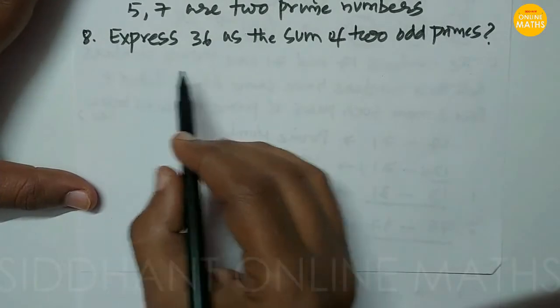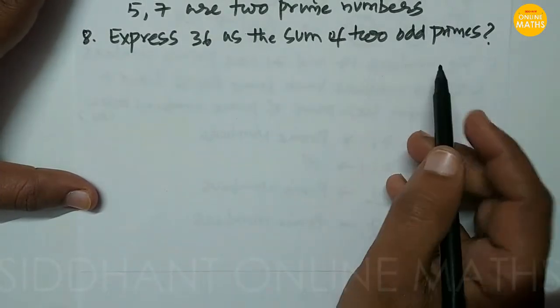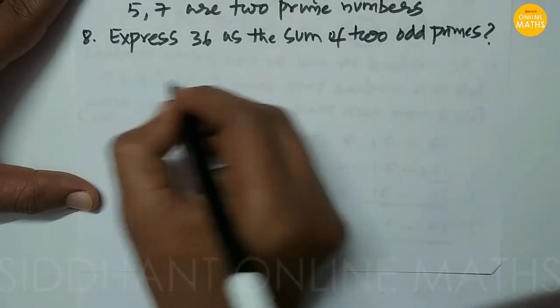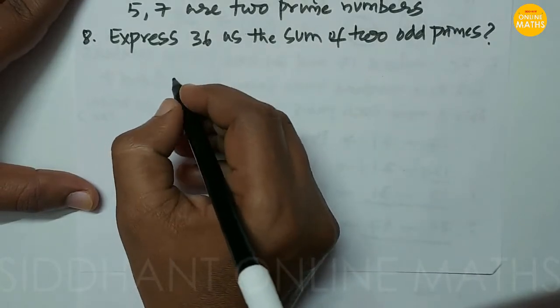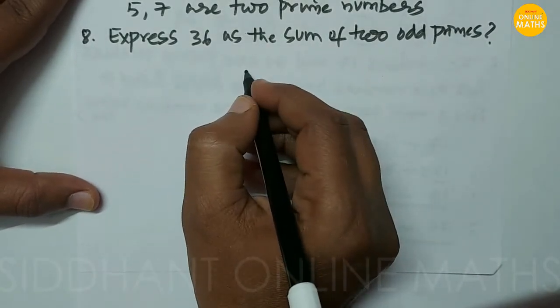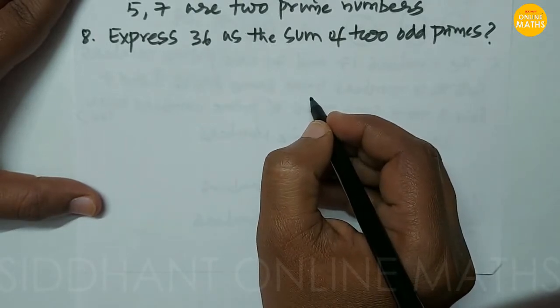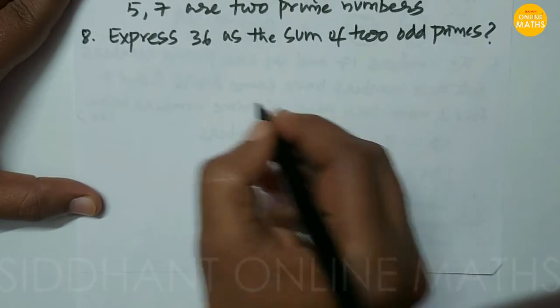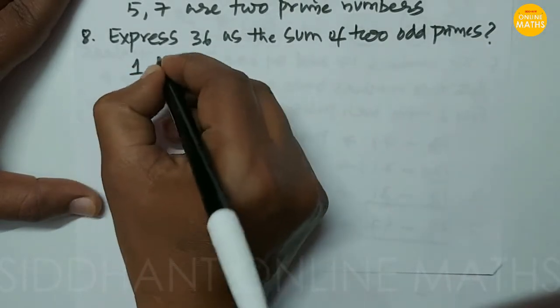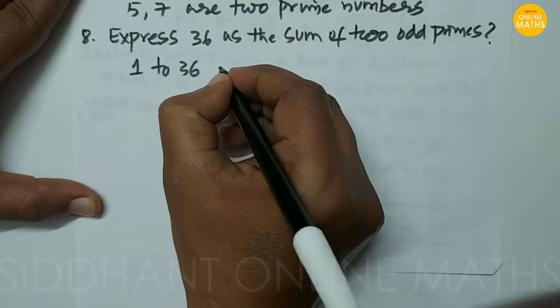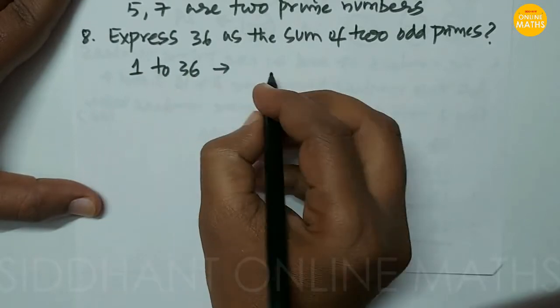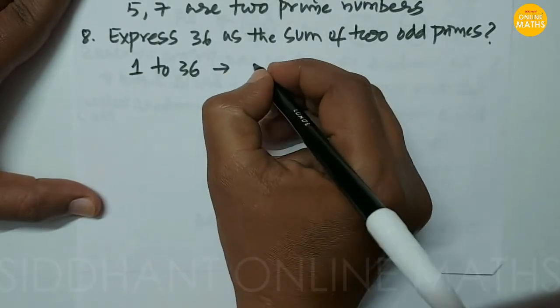Eighth question: express 36 as the sum of two odd numbers. Here we are going to see the prime numbers from 1 to 36. After that we are going to sum those prime numbers so that the sum should be 36. So what are the prime numbers from 1 to 36? We are going to write them here.